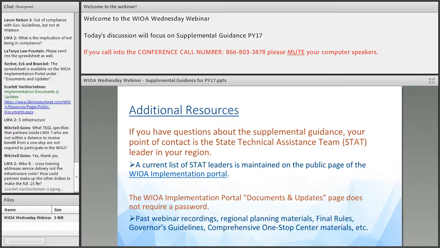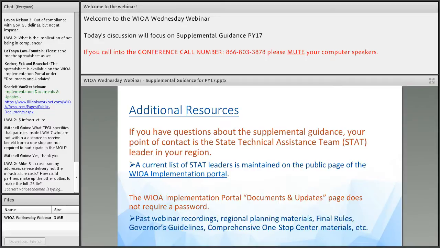So the STAT teams are the liaison to the interagency work group, and they're not intended to micromanage. They're not intended to add a layer of bureaucracy. They are intended to be a resource, and they know that. They have checklists that guide them in conversations with local partners about where you are in your negotiations.